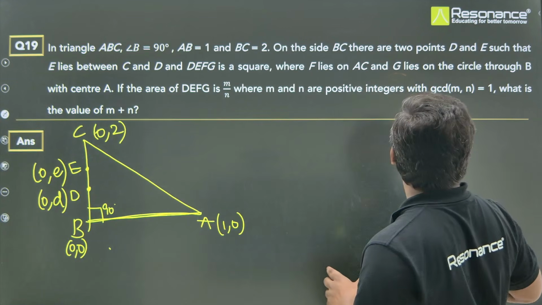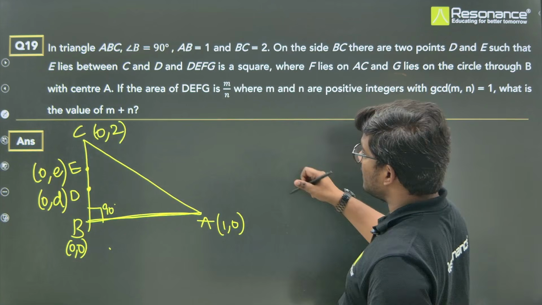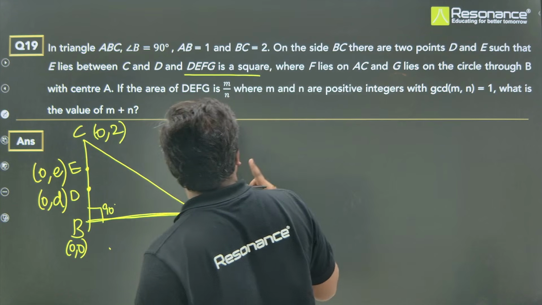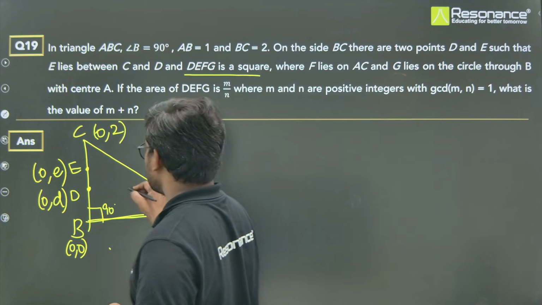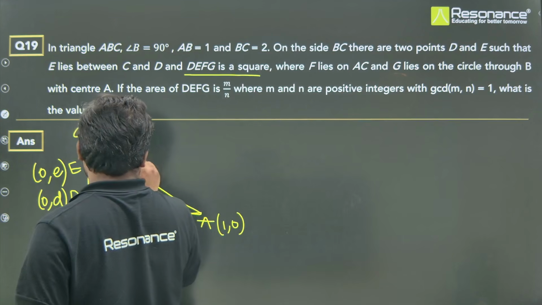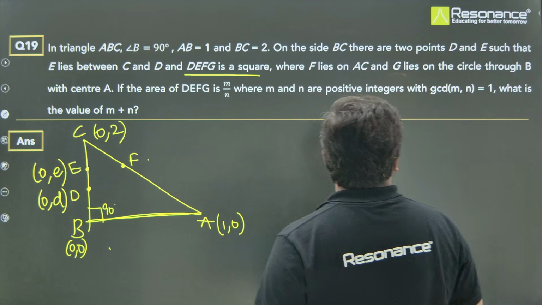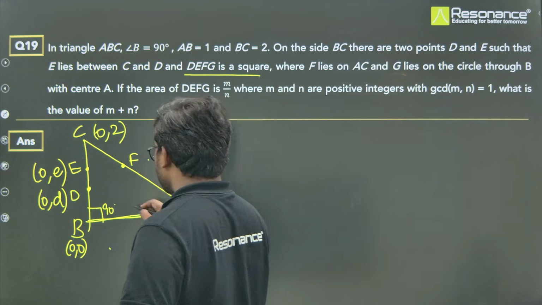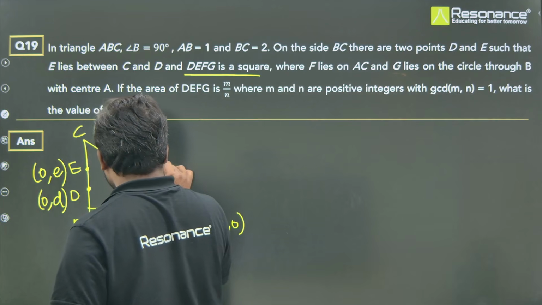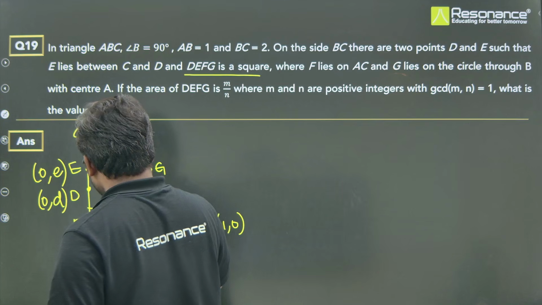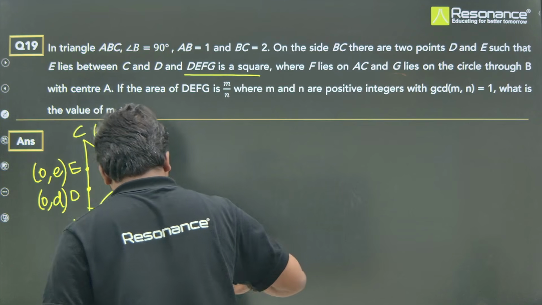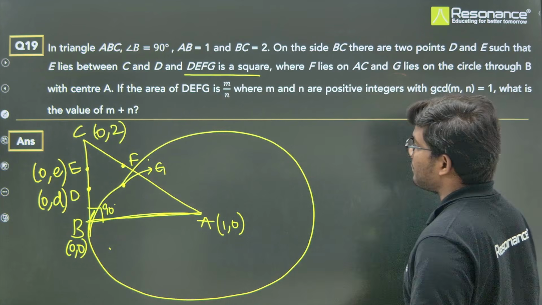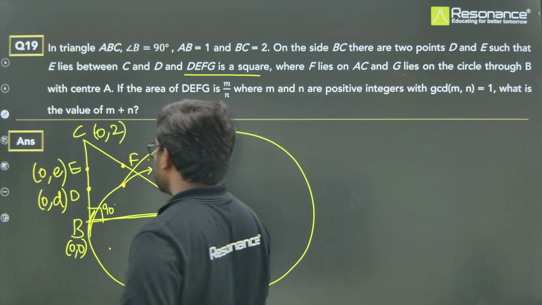After this, the construction further calls us to create a square DEFG such that F lies on AC. So F should be here. F lies on AC and G lies on the circle through B with center A. So G is here, and this is the circle with center at A.